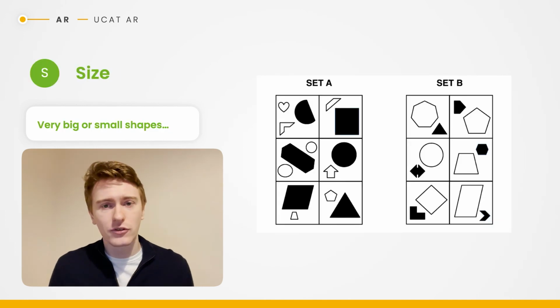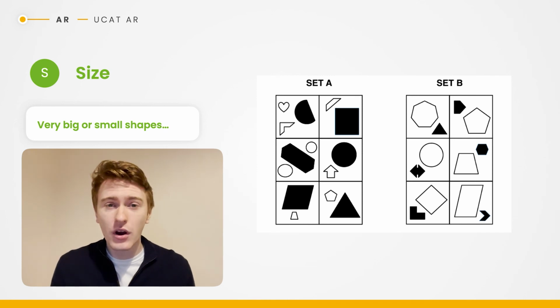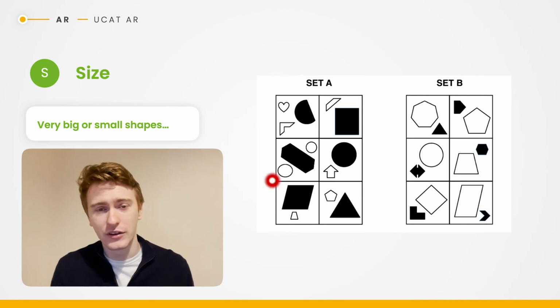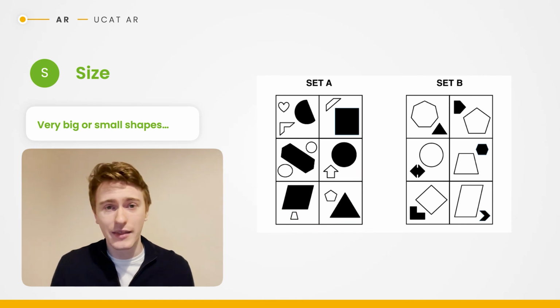If we look at size triggers, it does what it says on the tin. If there's a big shape there, it's always worth considering size. And not only if there's a big shape, but if there's an important discrepancy between the sizes of shapes present in a box. For example, here you can see in set A, there's a big difference between the big shape and the small shape, and there's also a colour difference there, really highlighting your attention to the fact that this is all about size.